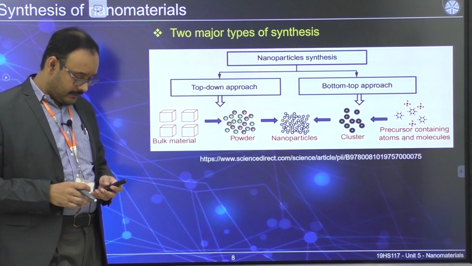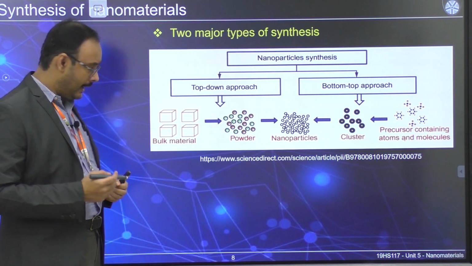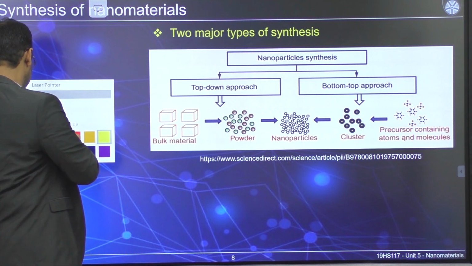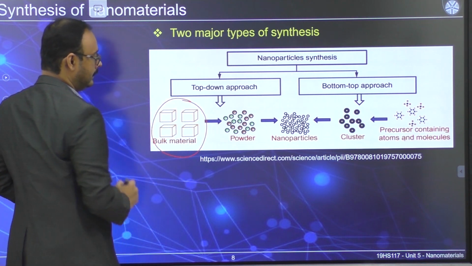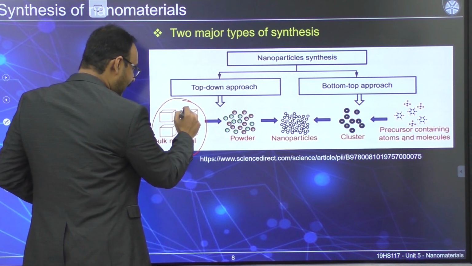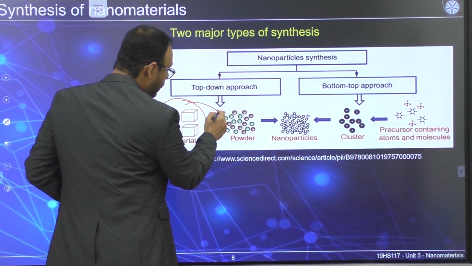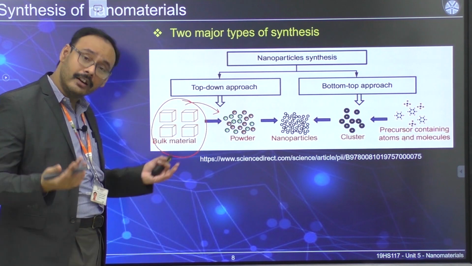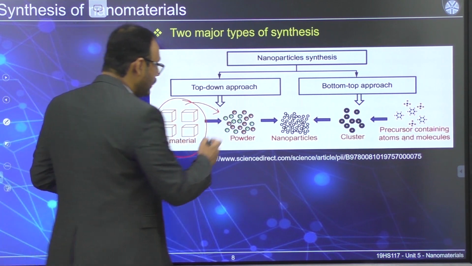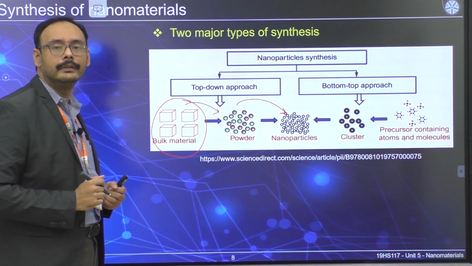Essentially, as we said, you start from the bulk material, and if you keep on cutting it down, you will go to a powder form. This may or may not be at the nanoscale, but from the powder form you are going to go to the nanoparticle.